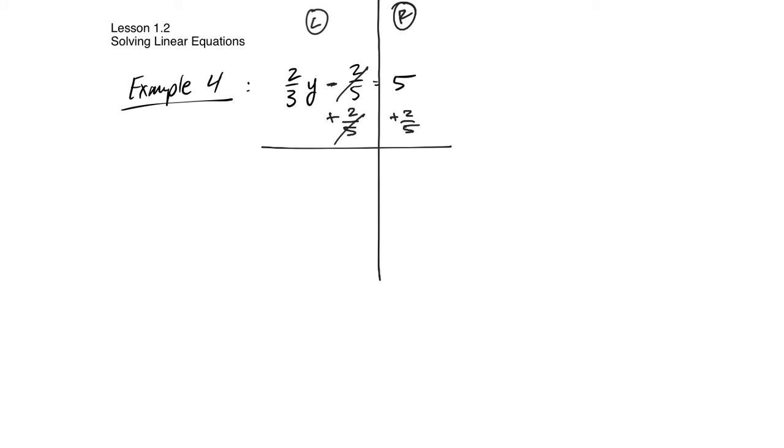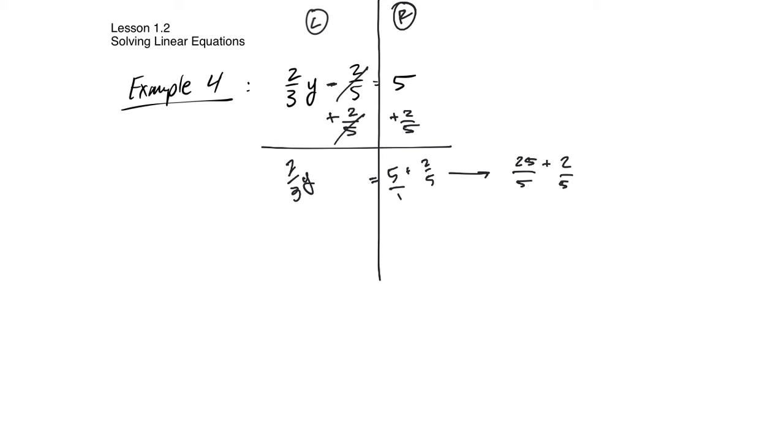Fractions are our friend. Do not worry about the fractions. So I'm left with 2/3 y. That equals 5 plus 2/5. If you remember adding fractions, I need a common denominator. This is essentially 5 over 1 plus 2 over 5. Common denominator would be 5, so I have 25 plus 2.